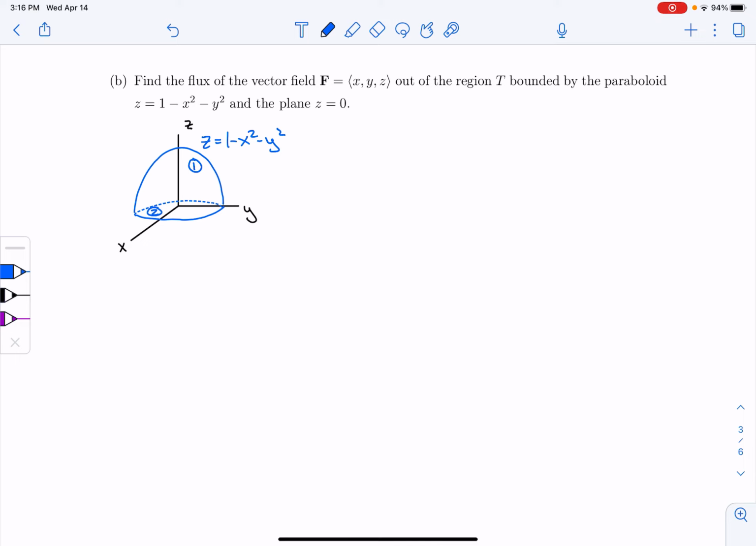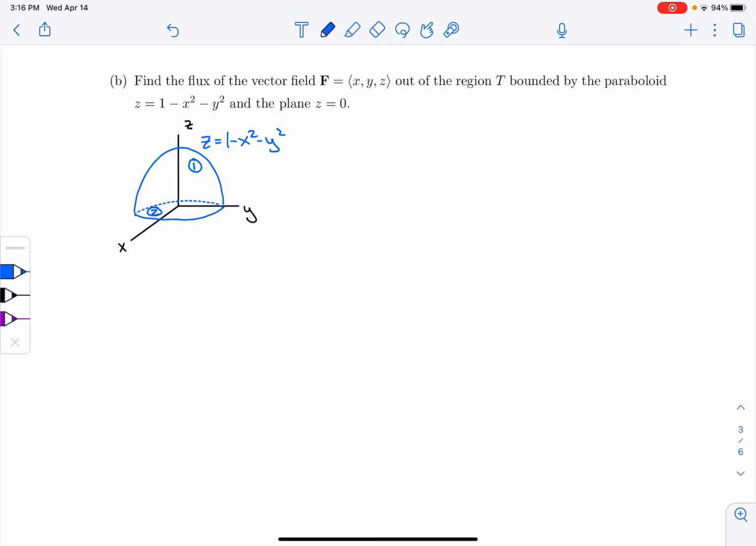Now, in many examples, they're just going to ask you to find the flux through one surface, but in a future video, we're going to be interested in finding the total flux through all of these surfaces. So that's why I'm going to do these examples where I find the flux through the first surface and then through the second surface.